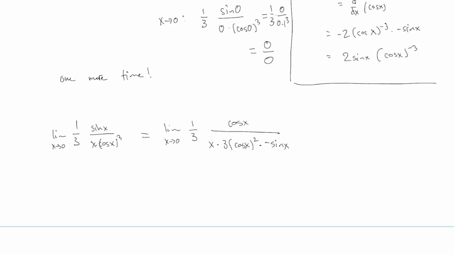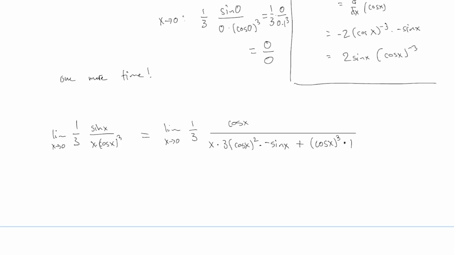This is only the first part of the product rule. That was the first thing, x times the derivative of the second part. And now I go plus, to finish the product rule, plus the second part like it is, cosine x cubed, times the derivative of x, which is 1. So it's like that. This is one big fraction here. All right. I actually feel good about this.